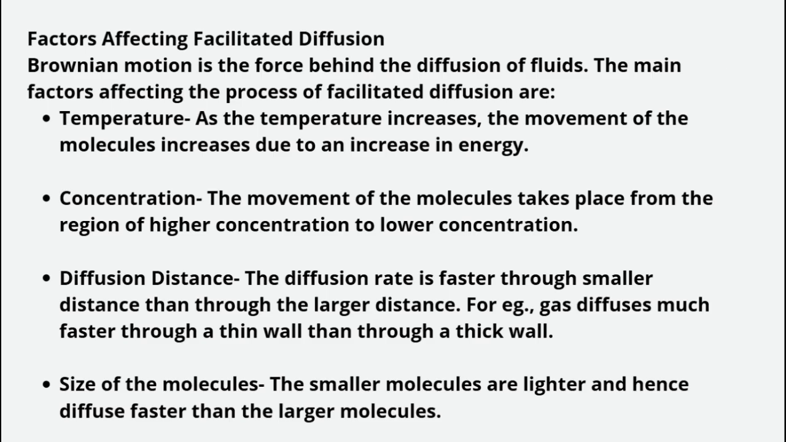So, factors that affect facilitated diffusion. Brownian motion is the force behind the diffusion of lipids. The main factors affecting the process of facilitated diffusion are temperature, concentration, diffusion distance, and also the size of the molecules. These are almost the same as regular simple diffusion. For simple diffusion, we said that as temperature increases, the movement of the particles also increases, so they will move faster.